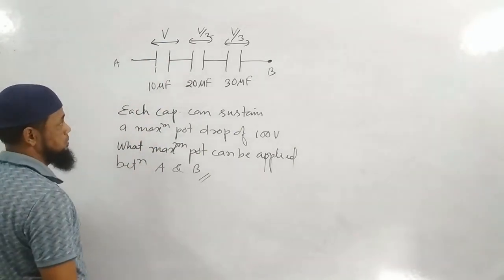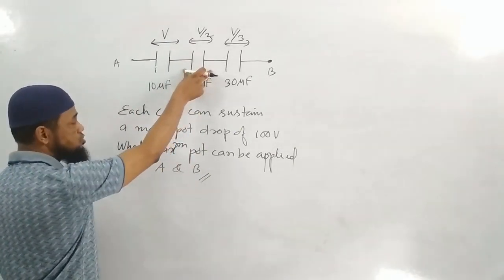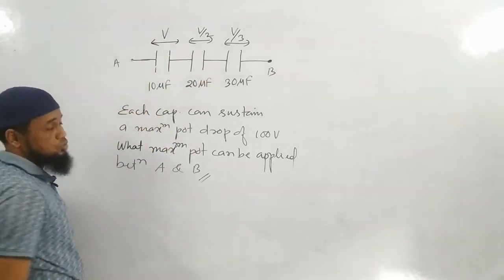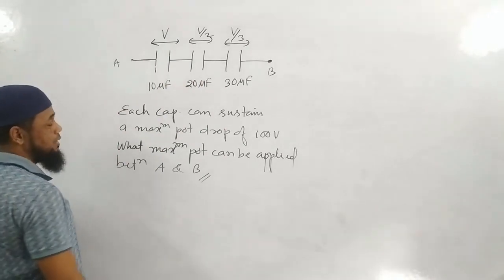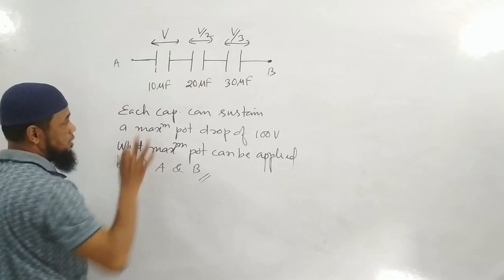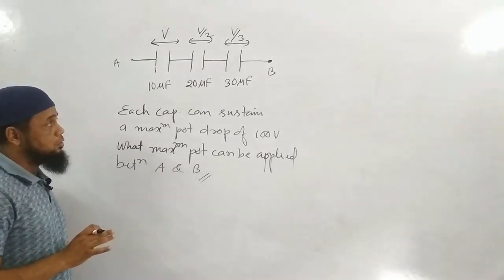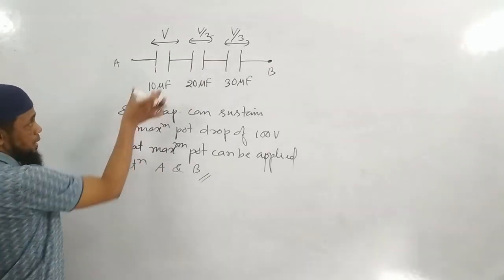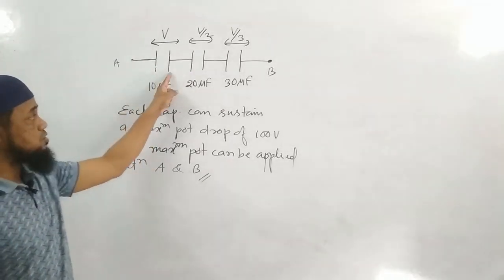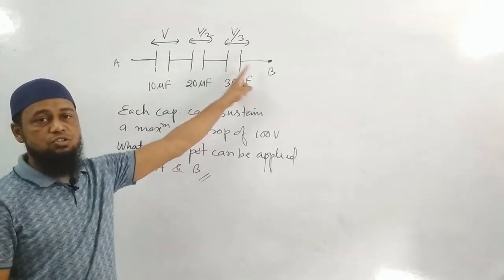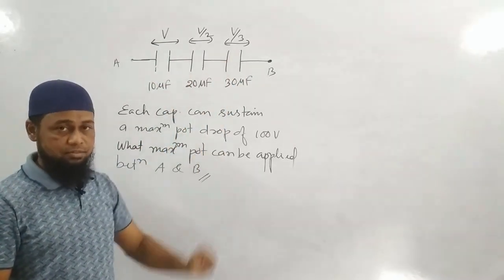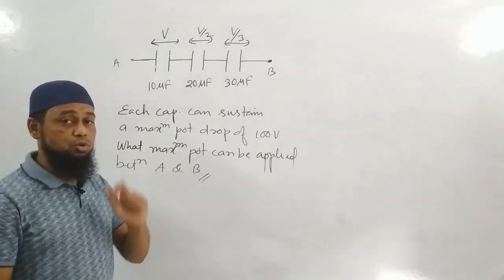This is not possible. If I call a potential drop across this one to be 100, then potential drop across this one will become 200. This will get damaged. So that is why 100 volt cannot be applied across 30, 100 volt cannot be applied across 20. 100 volt can be applied only across 10. Because if I apply 100 across this one, then across this one will become 50, and across this one will become 100/3. Then all the 3 capacitors will survive, and you cannot apply a potential more than that.